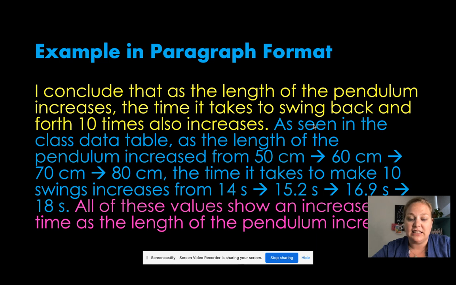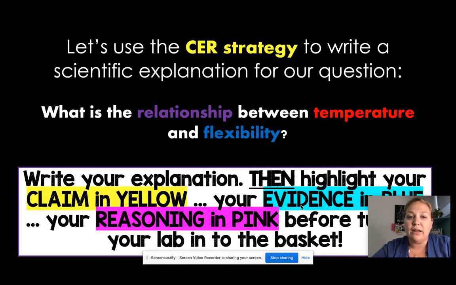We have 3 sentences here in this case. You may end up with more than 1 sentence for your evidence. You may end up with more than 1 sentence for your reasoning, and that's okay. So what I would like for you to do is write a CER conclusion for your gummy lab question. What is the relationship between temperature and flexibility? So answer the question in your claim, provide evidence from your data table and then reason your way through it. How does your evidence support your claim?